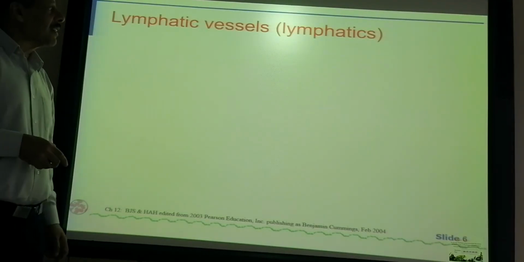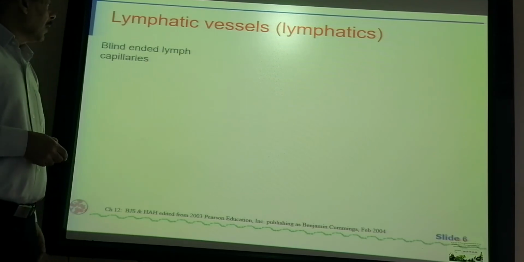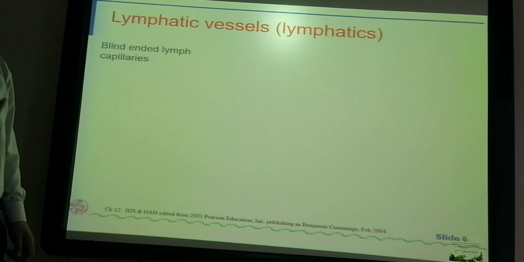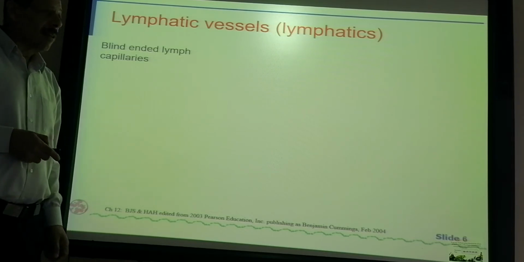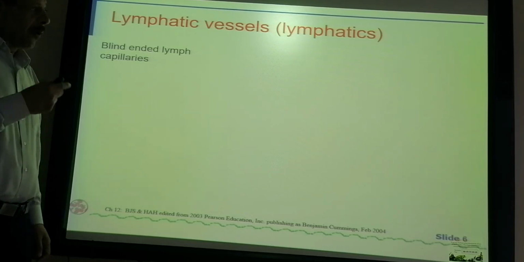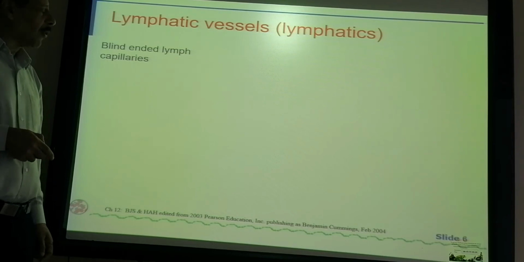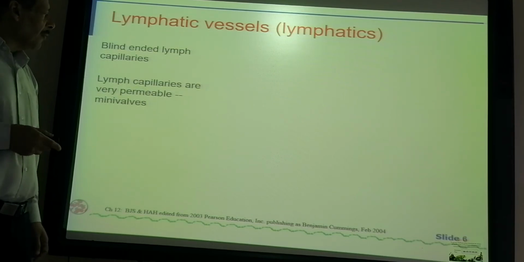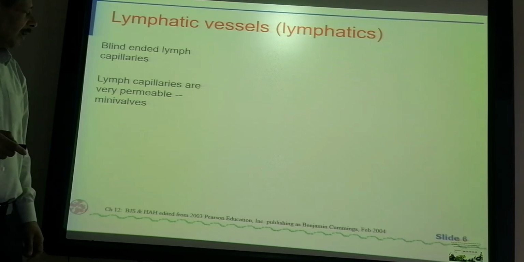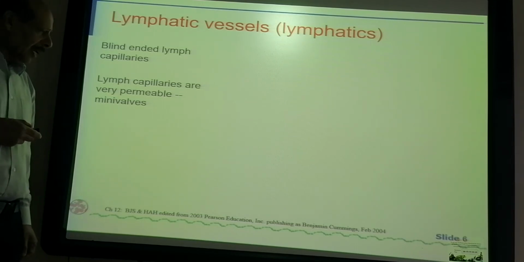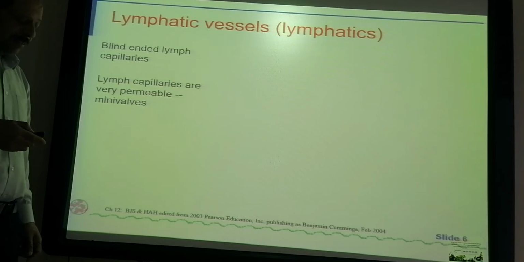The lymphatic vessels begin as blind-end lymph capillaries. So it is a one-way pathway for the lymph. Lymph capillaries are very permeable, and they have many valves.